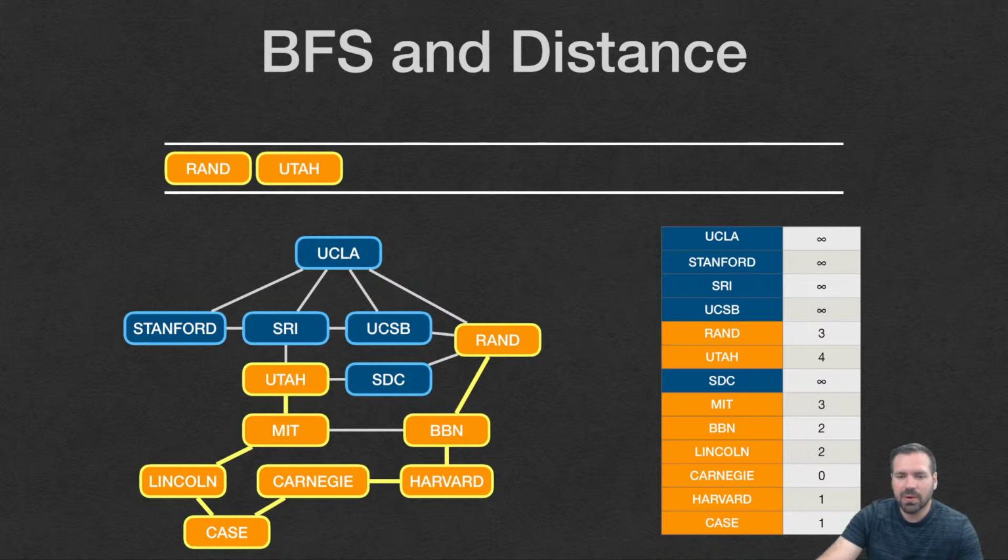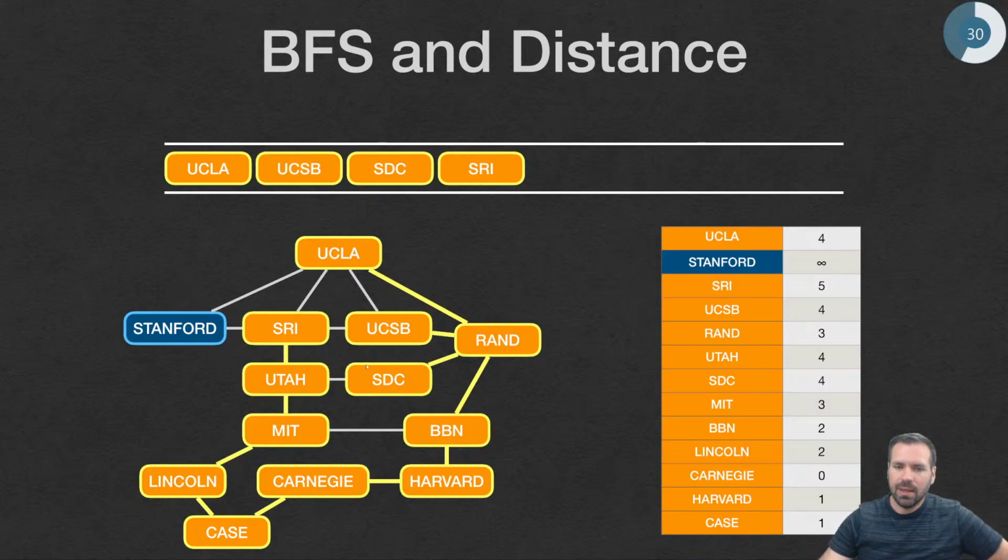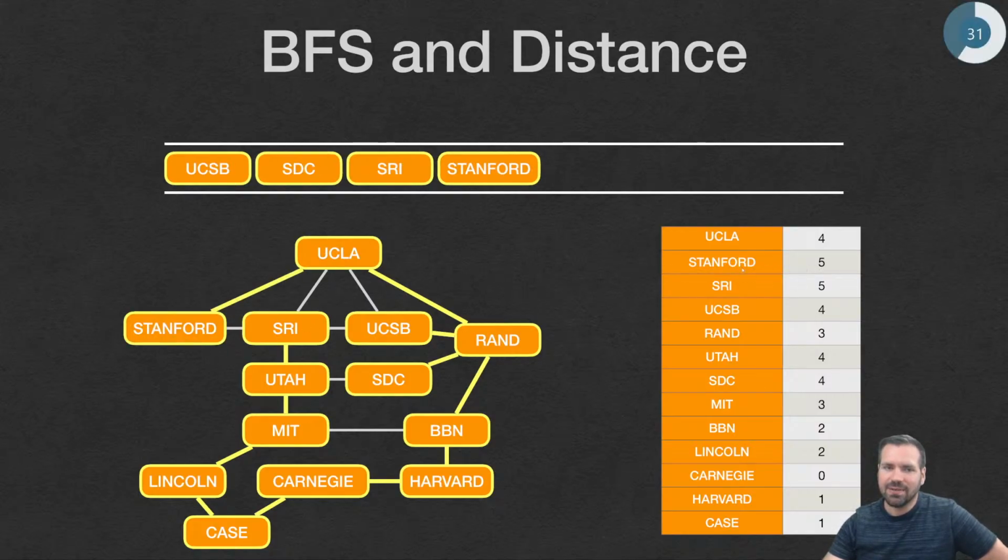RAND is going to explore 3 different nodes. When it checks BBN, it's already explored, don't do anything. And then Utah is going to find SRI. SDC and MIT are already explored, so don't do anything. SRI came from Utah, which is distance 4, so SRI has distance 5. UCLA is going to find Stanford and then skip these other 3 nodes. They're all explored, don't do anything with them. Stanford gets a distance of 5.